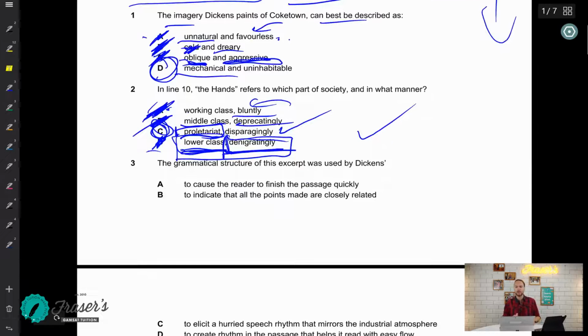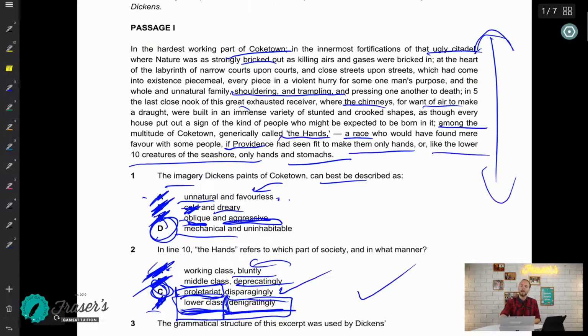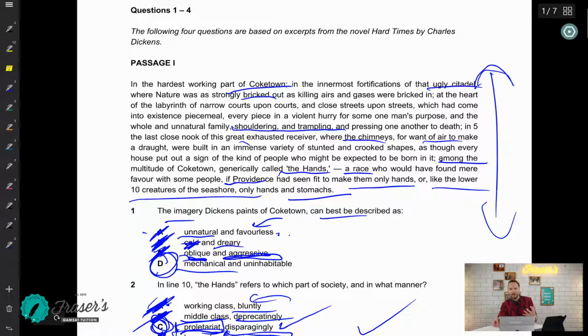The grammatical structure of this excerpt was used by Dickens. So we have to finish the sentence with the best answer. So we're talking about how Dickens uses grammar in order to make meaning. One really good way of approaching this kind of question first and foremost is how does it make you feel as a reader? That you are a human being, you are reading it. How does it make you feel?